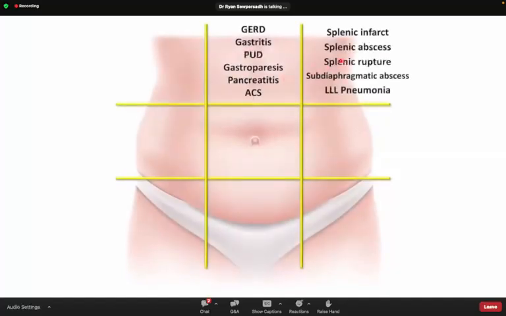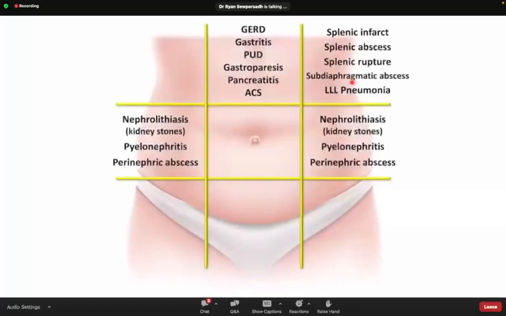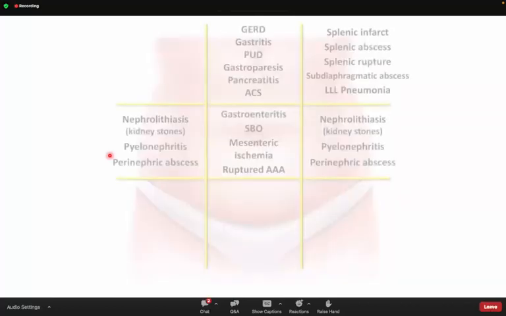Pain in the left upper quadrant can be, for instance, from a splenic infarct, splenic abscess, or splenic rupture, a subdiaphragmatic abscess, or even referred pain from a left lower lobe pneumonia. Pain in either one of the flanks can be due to nephrolithiasis, which is the term we use for kidney stones, pyelonephritis, which is an infection of the kidney, or a perinephric abscess or collection, which is simply an abscess adjacent to the kidney.